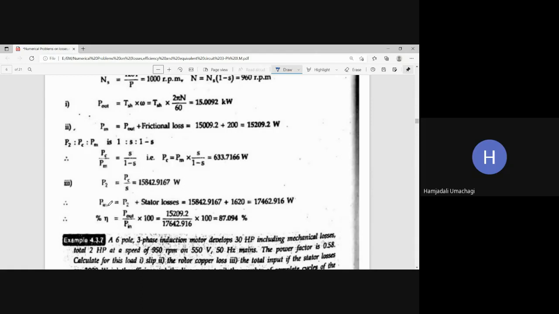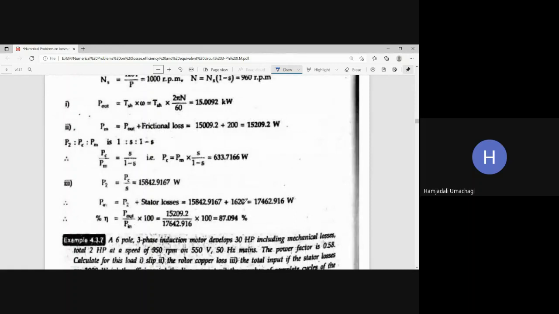Then after this we'll calculate the net input. Net input is nothing but Pin. Pin is equal to the rotor input P2 plus stator losses, where P2 is 15,842.9167 plus stator losses. The stator copper and iron losses are 1,620, which is already given in the problem statement. So the stator losses will be 1,620. Finally, we get the net power input Pin as 17,462.916 watts. So this is the Pin. Therefore, finally, we will be calculating the efficiency of the induction motor.